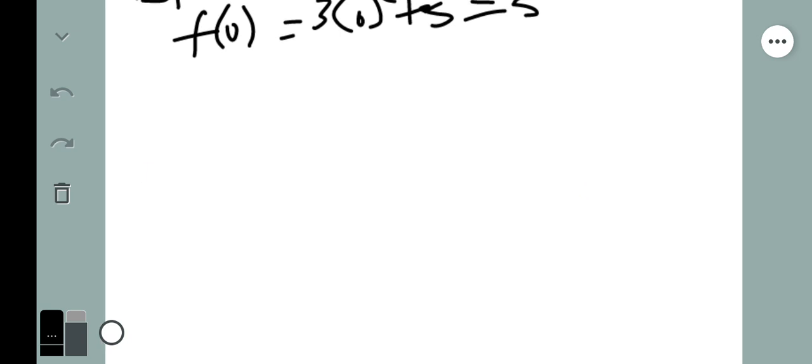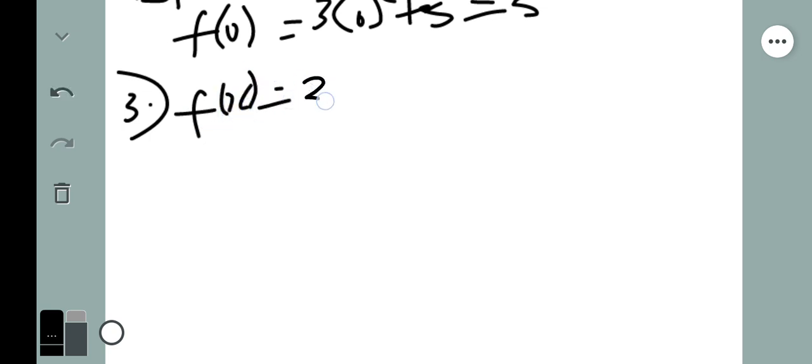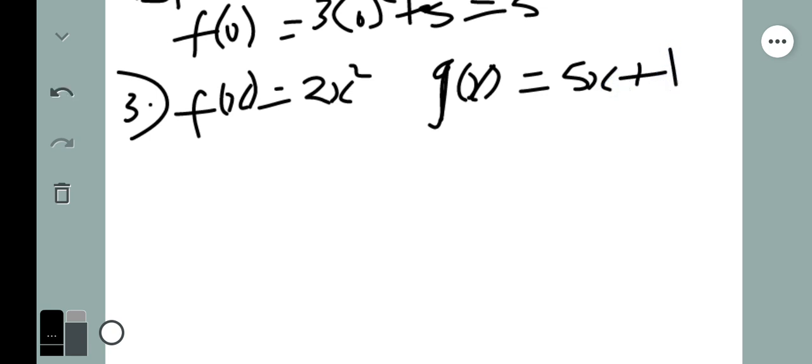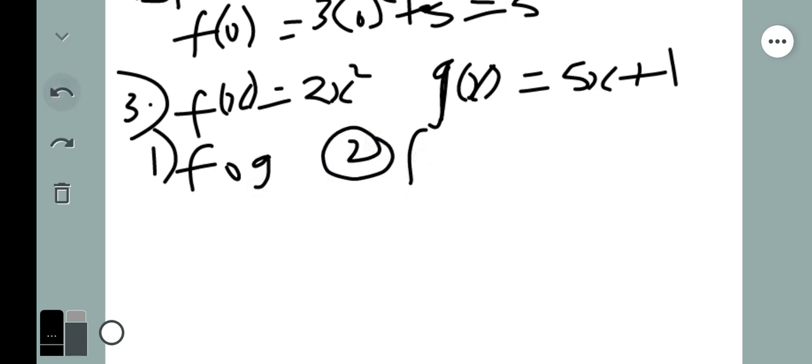So let's look at maybe a composite function. Let's say we have f of x equals 2x squared, and we have g of x equals 5x plus 1, and we have to find fog and we have to find gof. And maybe I'll add one more example after this. So we have to find fog.